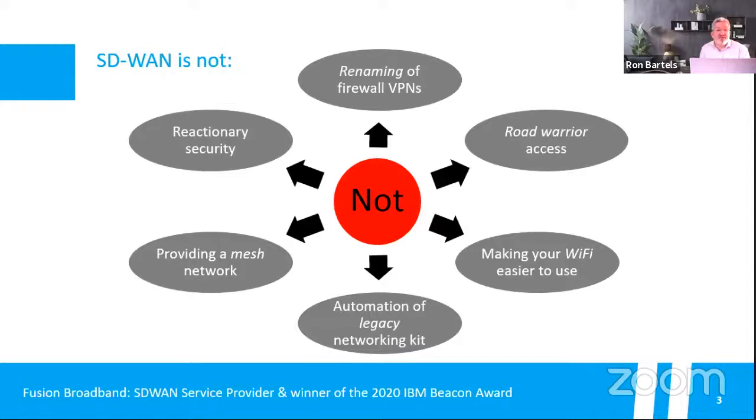SD-WAN is not necessarily just a mesh network. Just because you've got a mesh network doesn't mean it's SD-WAN. It's a lot more than that. And SD-WAN is definitely not reactionary security. SD-WAN is a lot more focused on being proactive and not reactionary. So you aren't going to react to an event and then put a mitigation against it. You're going to try and prevent that event from happening from a security point of view.